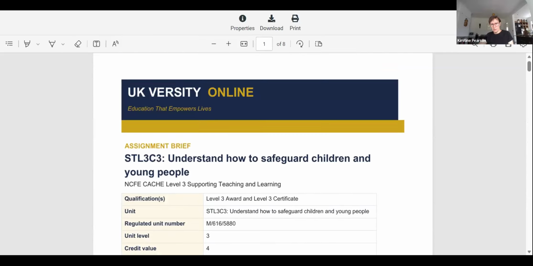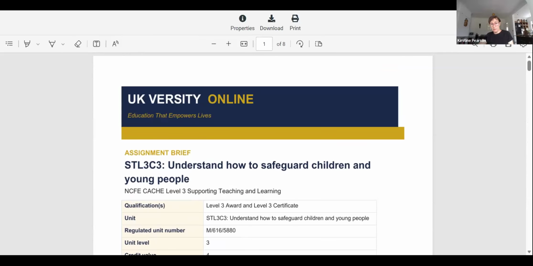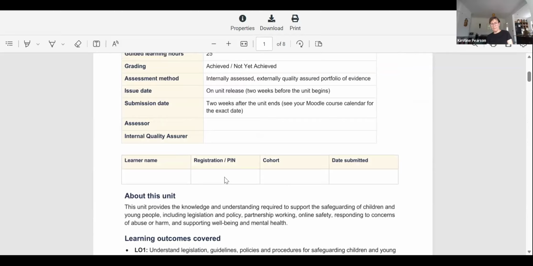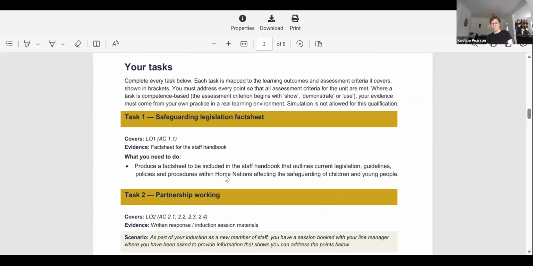Yeah, I think so. Can you see this? It says assignment brief. Yeah. Okay. So this assignment brief is the one and it's 5 tasks, yeah? Yeah. Okay. So let's go through the tasks.